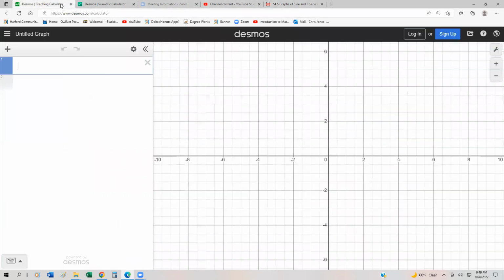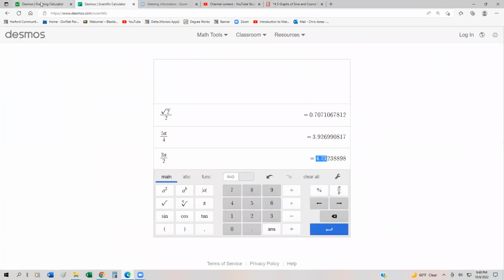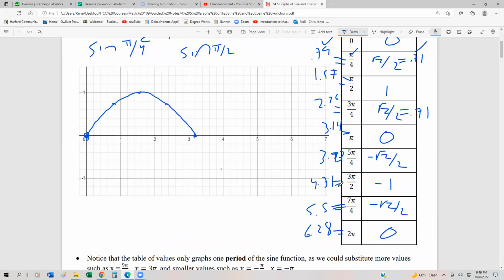Let's go back to the scientific calculator. So 4.71. Sorry about that, it's a 7 in English. So 4.71, maybe right about here, and then down to negative 1, so maybe something like right here. And then we have negative 5.5, right here, and then negative root 2 over 2, which is right about here, and then 6.28 and 0, maybe right about here.